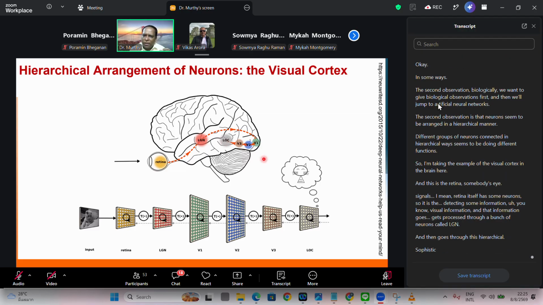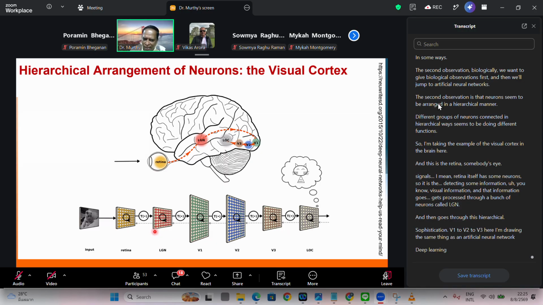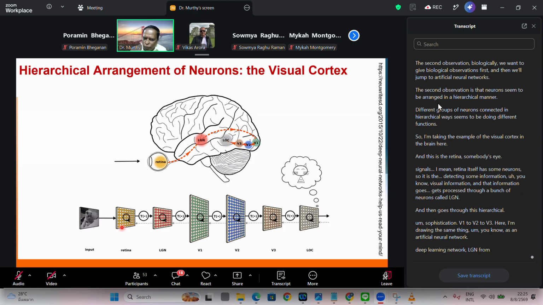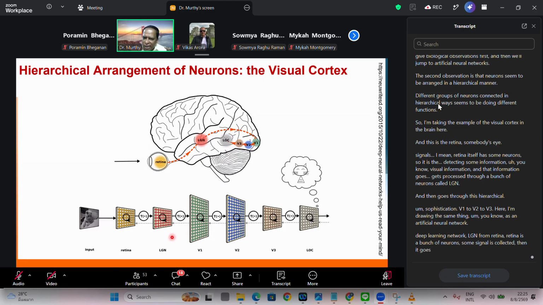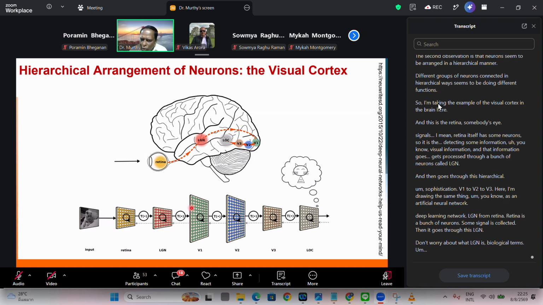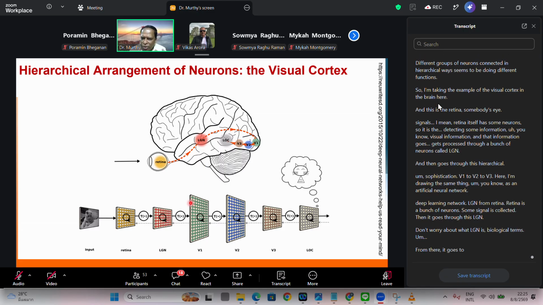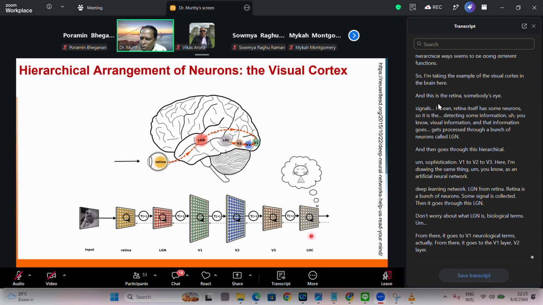sophistication, V1 to V2 to V3. Here I'm drawing the same thing as an artificial neural network, a deep learning network. LGN from retina. Retina is a bunch of neurons. Some signal is collected. Then it goes through this LGN. Don't worry about what LGN is, biological terms. From there, it goes to V1, neurological terms actually. From there, it goes to the V1 layer, V2 layer, V3 layer, and so on.